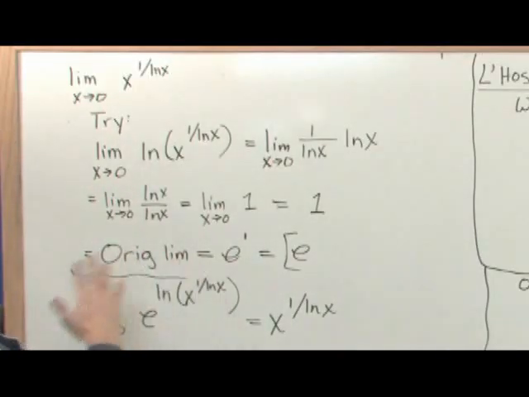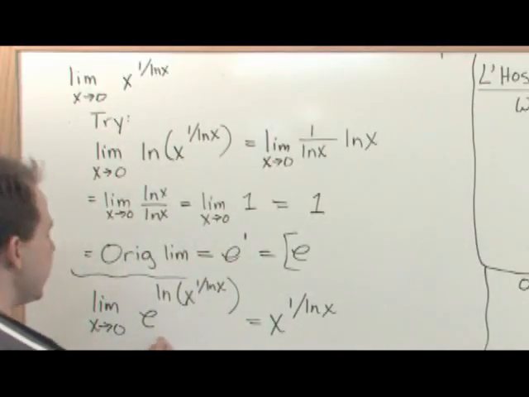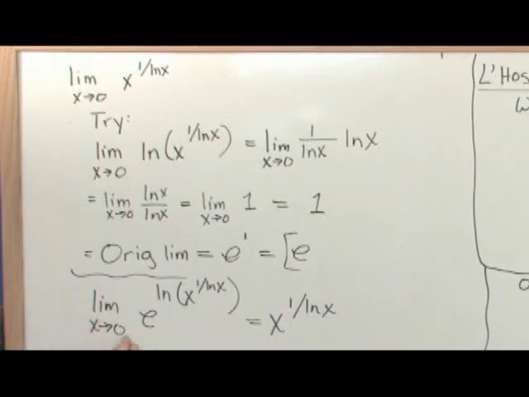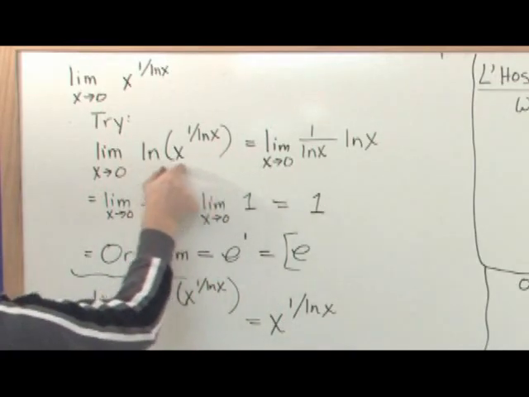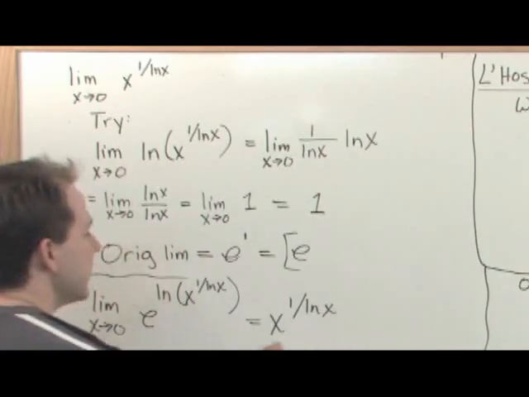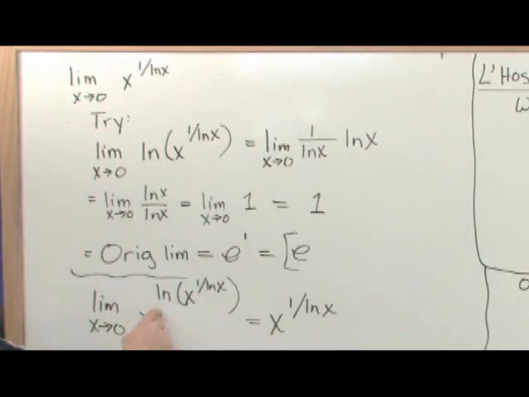And another way to think about it is, if you were to write the original problem as the limit as x goes to 0 of e raised to the power of what you wrote here, then what I'm finding is the limit of the original function, because these two things kind of cancel.